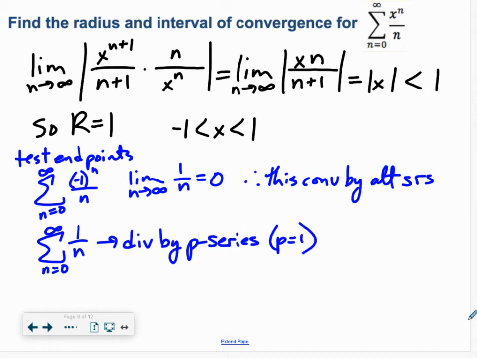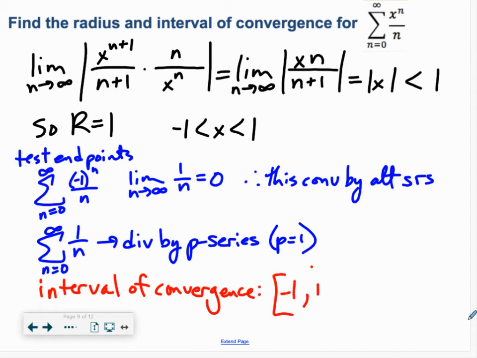So our final interval of convergence for this one: the series converged at -1 and diverged at 1. So our interval would be -1 to 1, closed on -1 and open on 1.